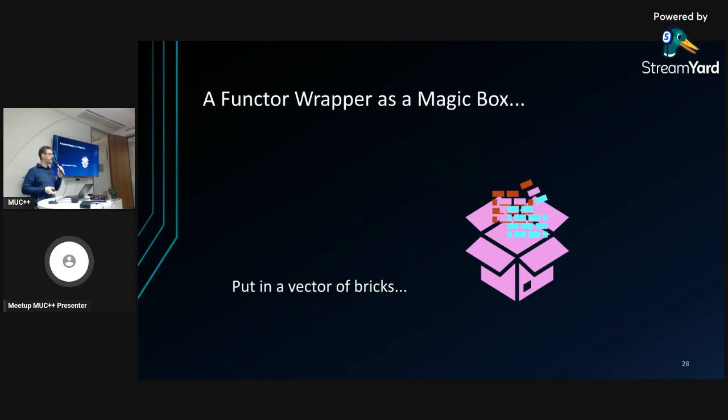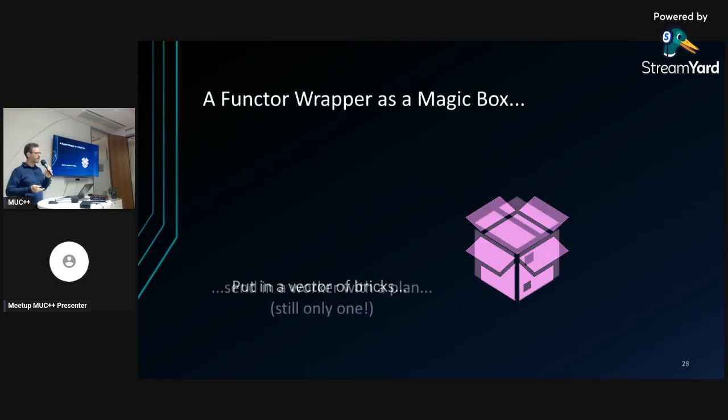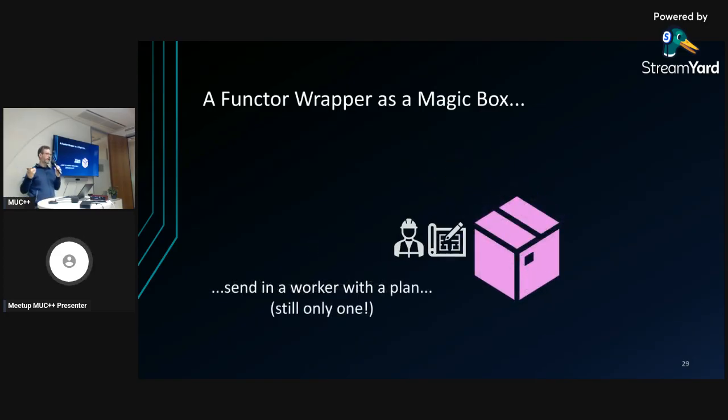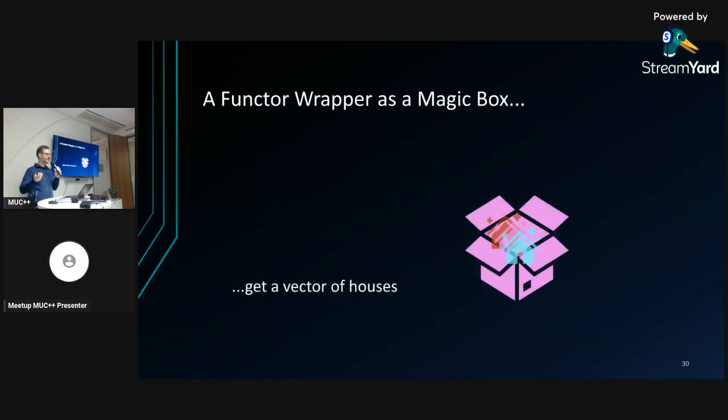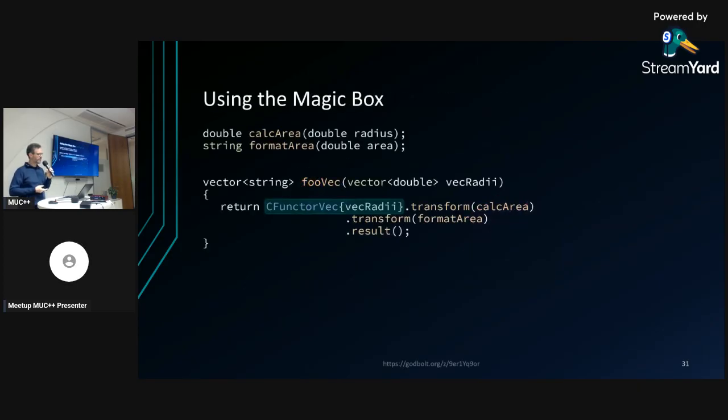Put in a vector of building materials. Send in a worker with a plan, just one worker. And take out a vector of houses. And how would we implement that? With a class. And this time the class holds the data we want to transform as a member. This is not necessary for a functor, but it's often convenient.